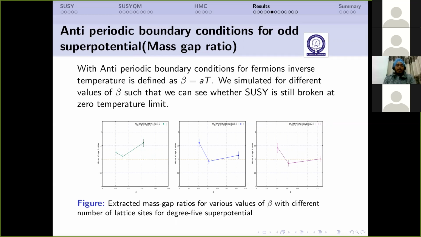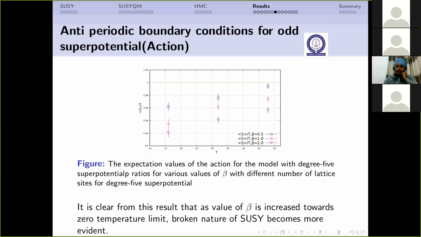For all the values of beta, these are the extracted mass gaps, the ratio of the mass gaps. The left one is for beta 0.5, the middle one for 1.0, and the right one for beta 2.0. For all these beta values, we saw that supersymmetry was broken. As we approached the continuum limit, the ratio was going away from the one value that we were expecting. But to be more sure, we checked the action, and that showed much better results.